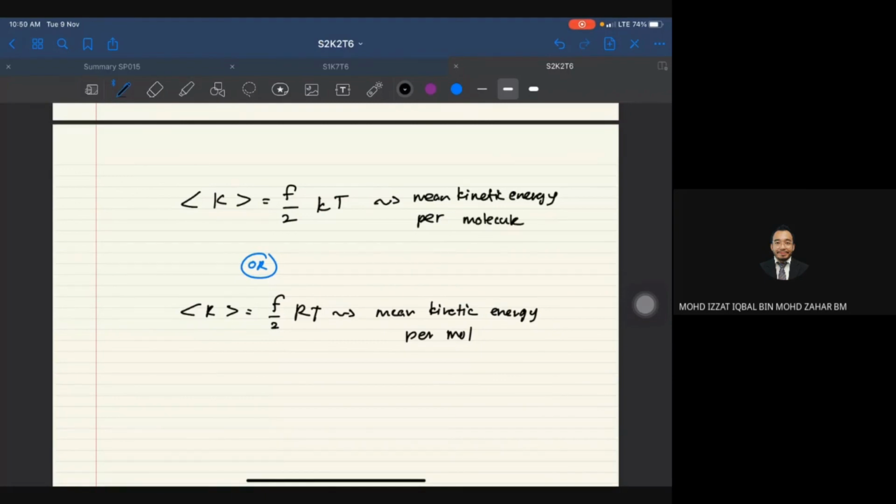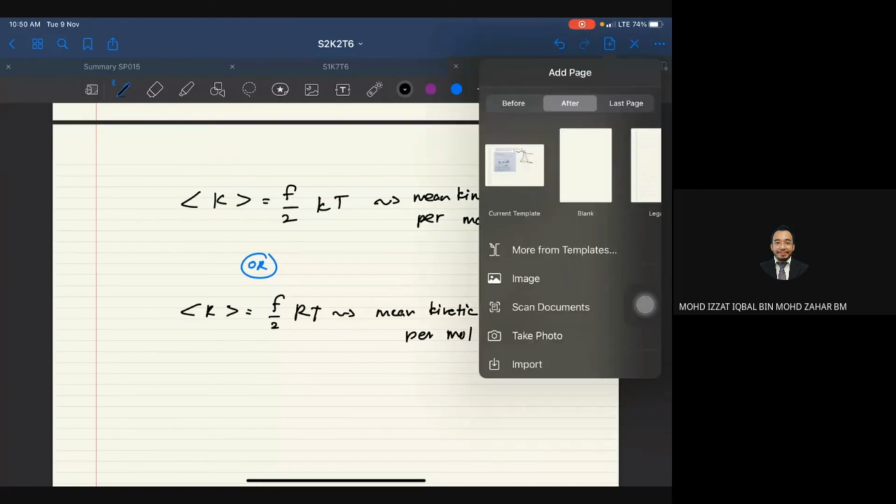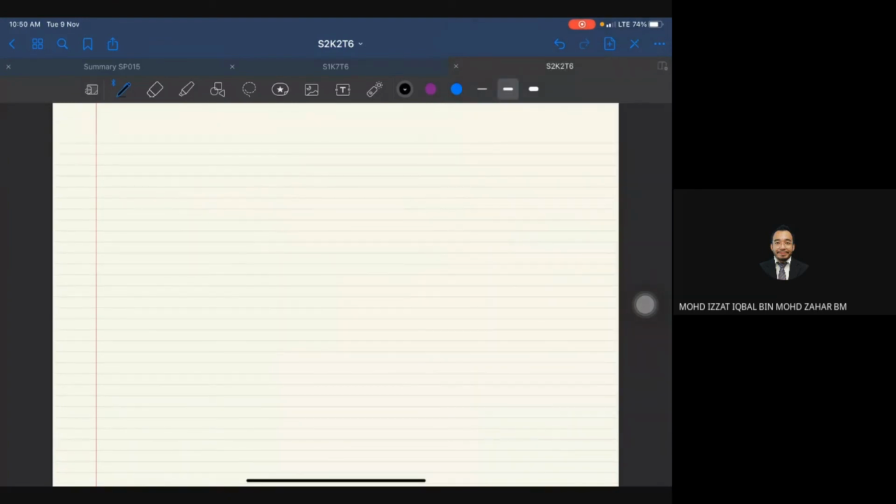Okay, hope I make things clear. So biasanya saya suka pakai yang per molekul tu. Kalau nak cari lain lah. Yang second one tu jangan confuse. Okay, and then the last part is about the internal energy.